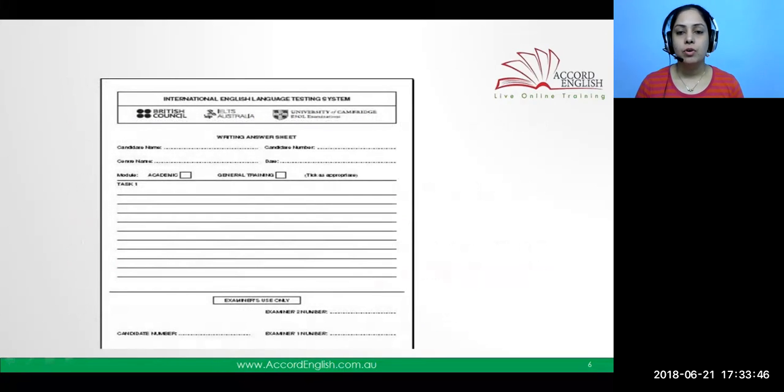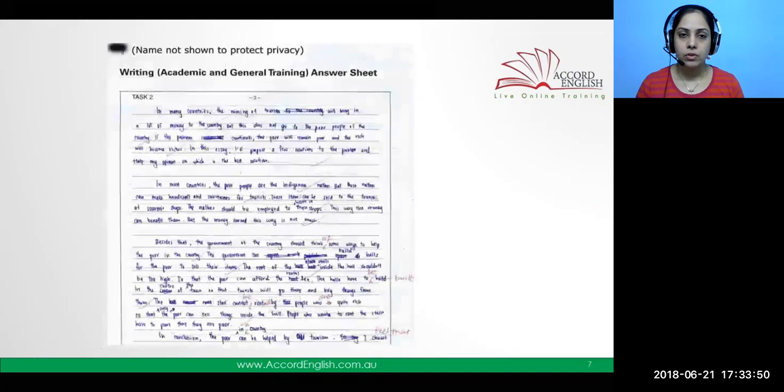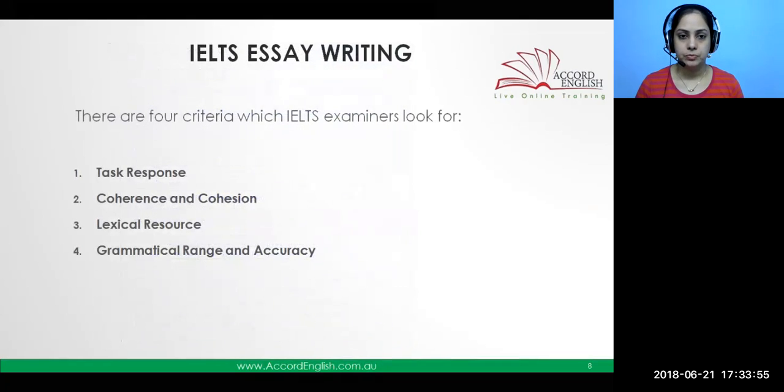So this is how your answer sheet is going to look like for the IELTS writing test, and I have provided one sample answer sheet in here. So what are the 4 criteria upon which the IELTS examiner is going to score your answer sheet? The first one is task response. The second one is coherence and cohesion. The third one is lexical resource. And the fourth one is grammatical range and accuracy.